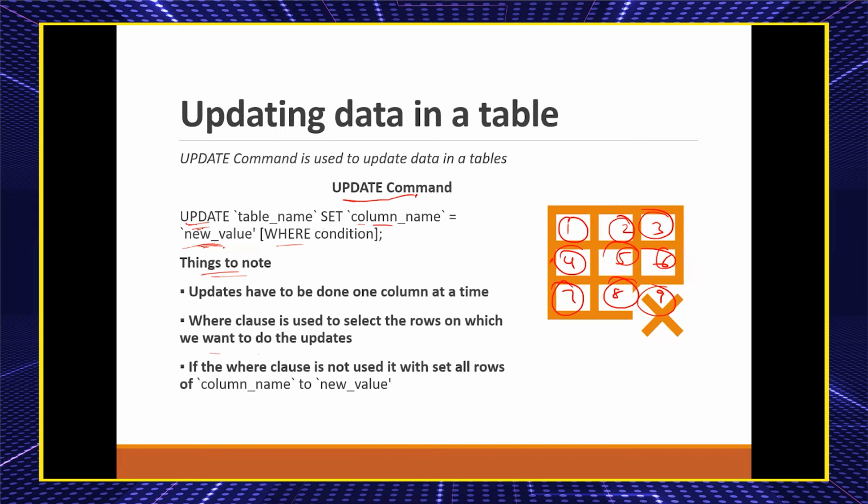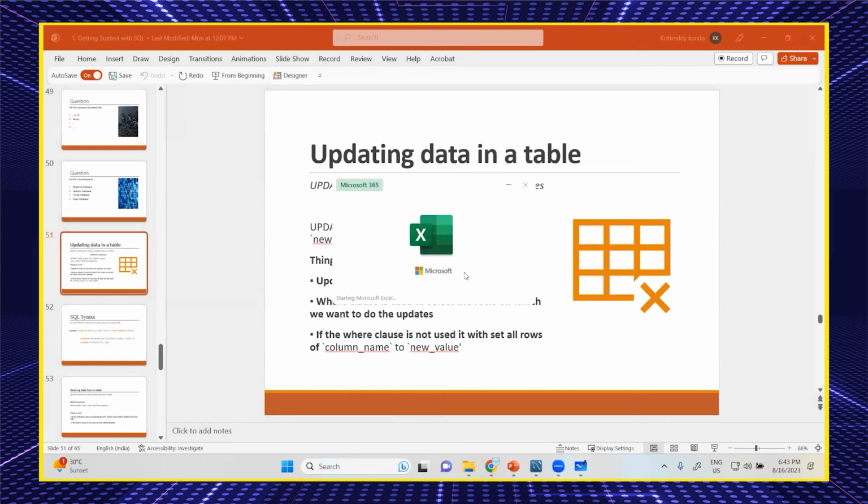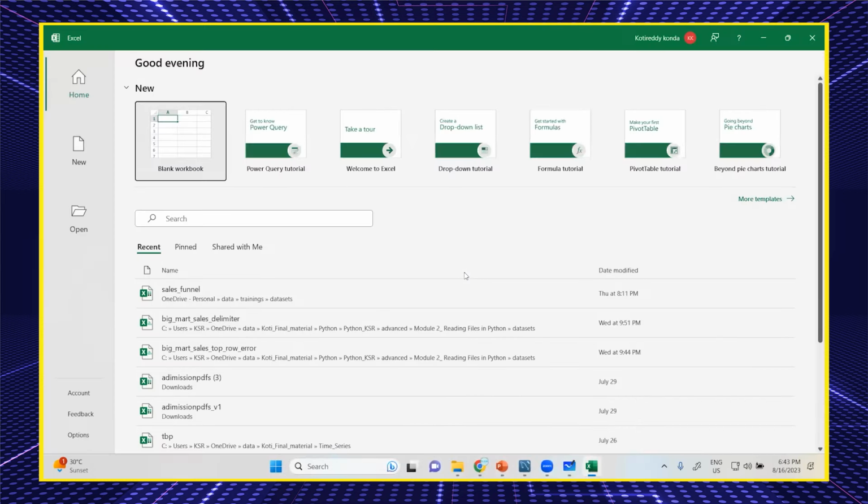The where clause is used to select. For example, in the classroom, there are different students, am I right? We would like to update only some of them. I'll show you an example. Let me take the example of Excel, and I'll show you in Excel. Then I'll come to Python and SQL, how it will be updated.